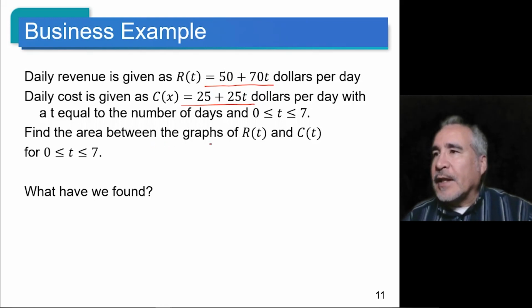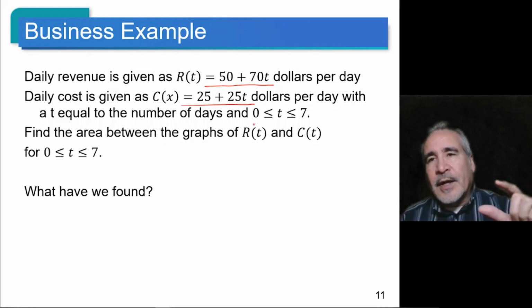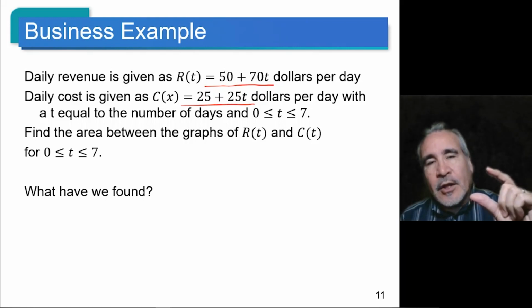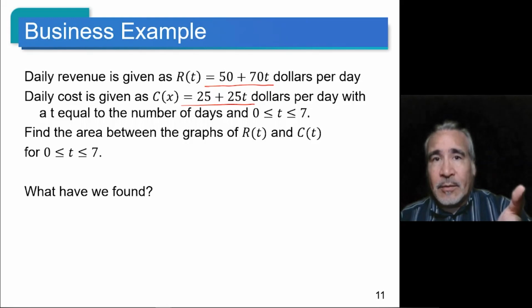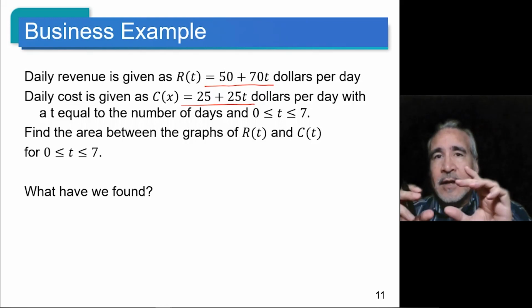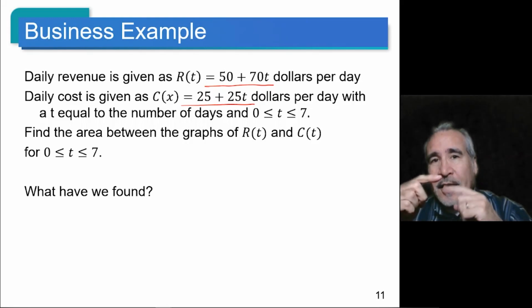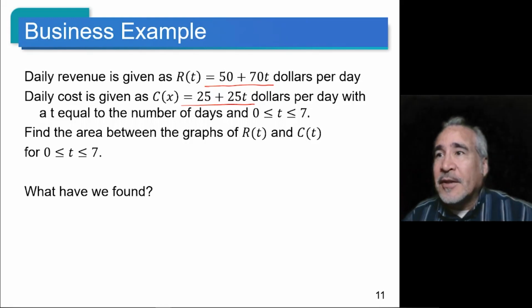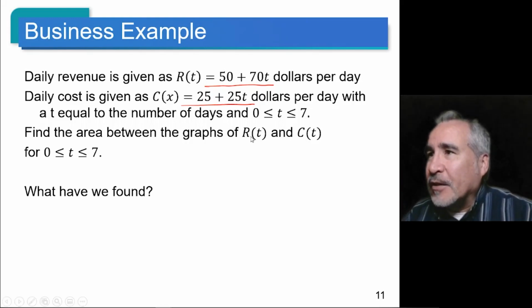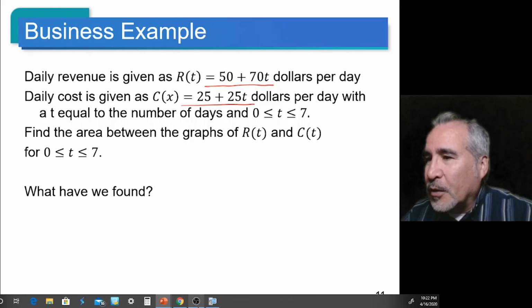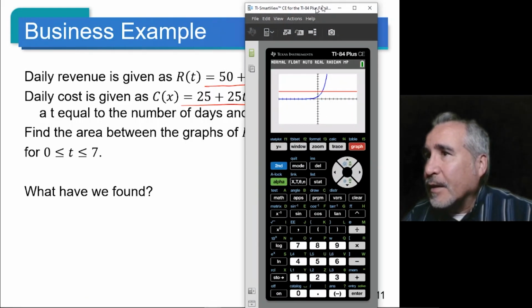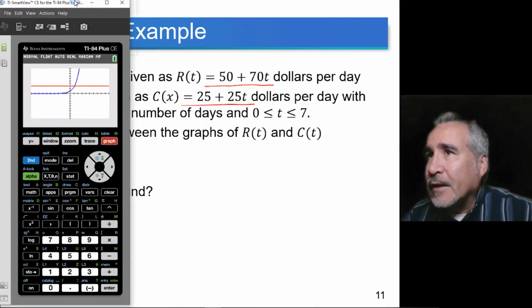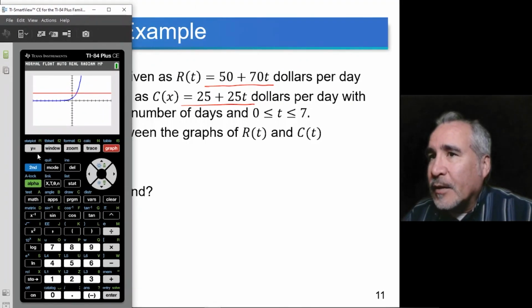So here's the thing, we want to find the area between the graphs. What we're finding is the accumulation from the start of the week to the end of the week, the accumulation of the area between the revenue function and the cost function. What is it we're getting? That's a good one. That's an important one. Okay, let me move this over here. So we're going to graph this.